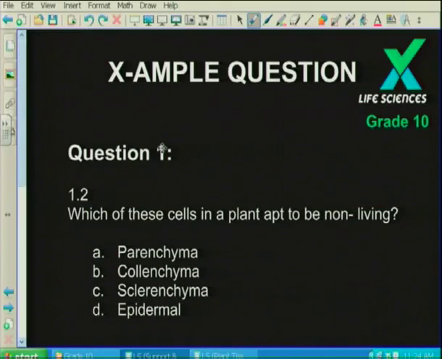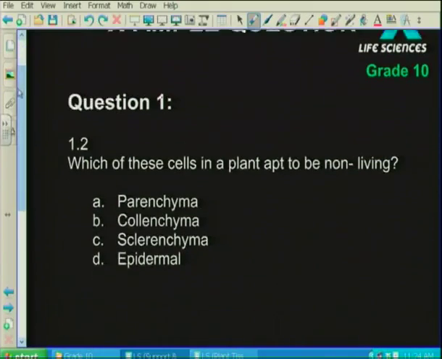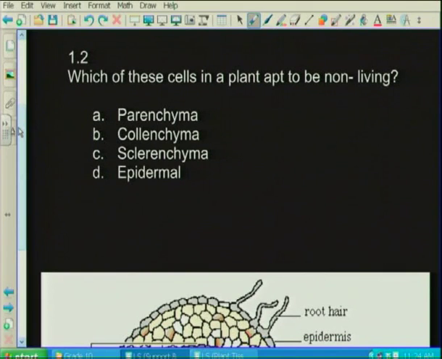Our second question: which of these cells in a plant is apt to be non-living? If you look at the different options that you have, the parenchyma, the collenchyma, the sclerenchyma, and the epidermal cells, which of these is most likely to be non-living? Again, you're going to have to refer back to your cell structures and everything you learned about the different types of cells to fall back on this.